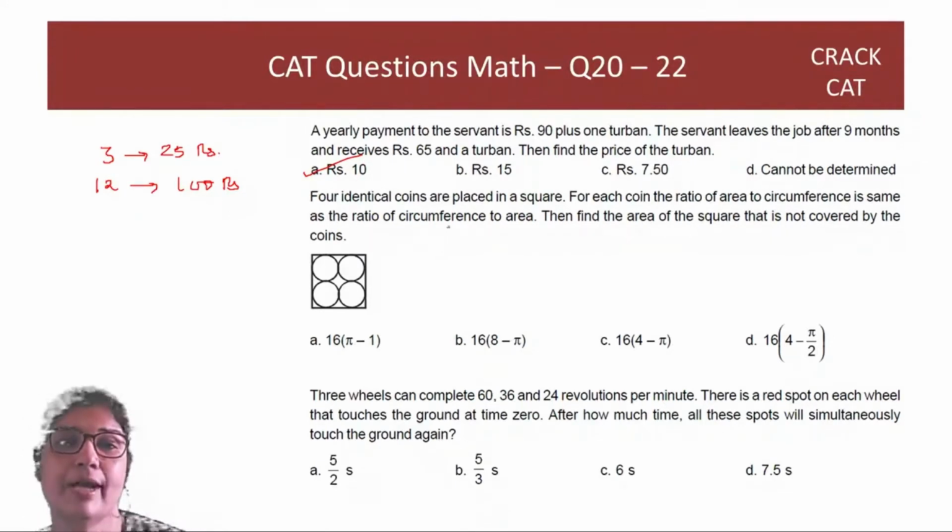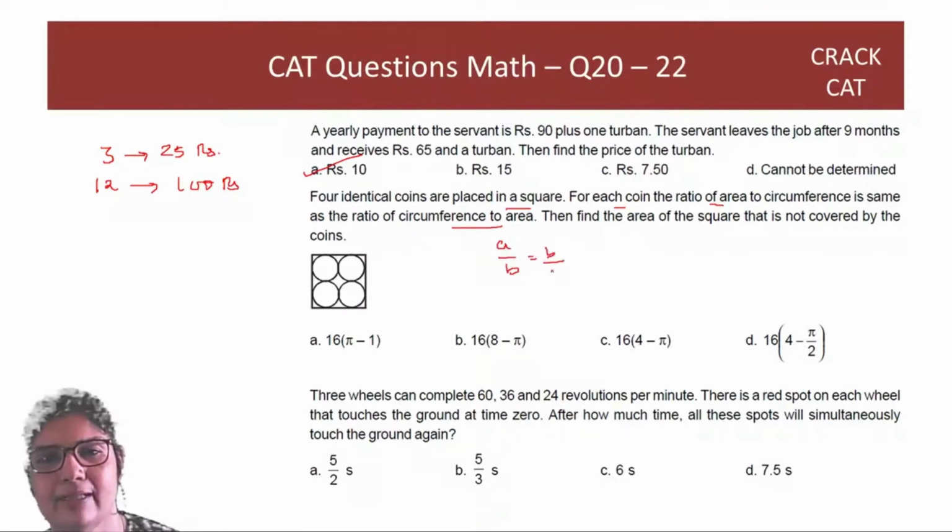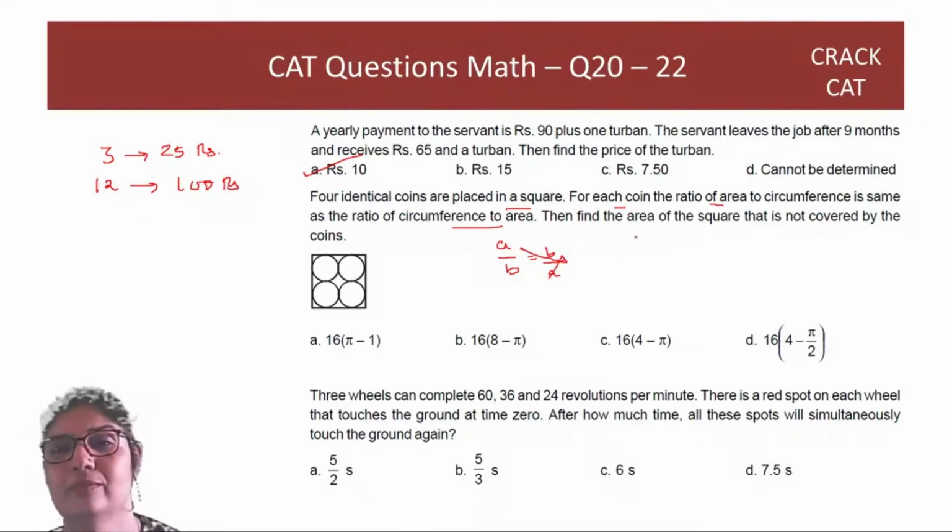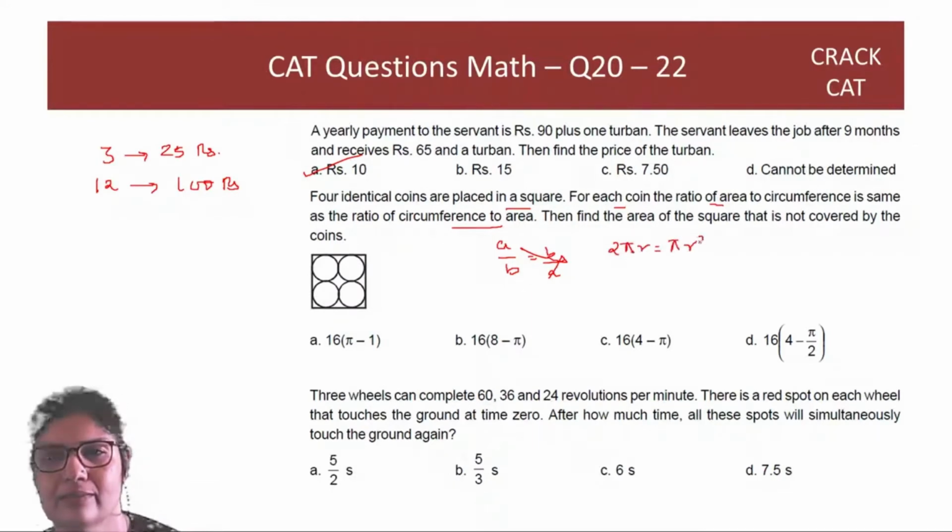Great. 4 identical coins are placed in a square. For each coin, the ratio of area to circumference is the same as the ratio of circumference to area. If A by B is the same as B by A, and they are both positive, that only happens if they are equal. Circumference and area are positive. So basically 2 pi r is equal to pi r square, which means r is 2. Right? So the r of the coin is 2.